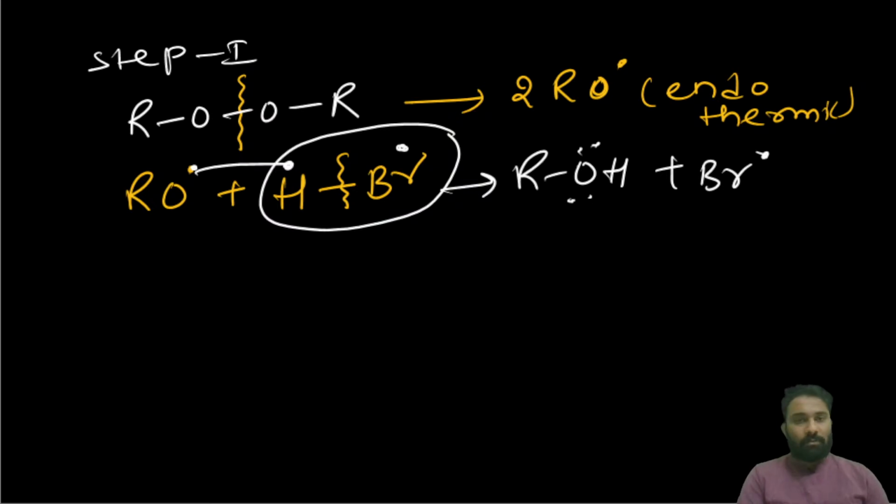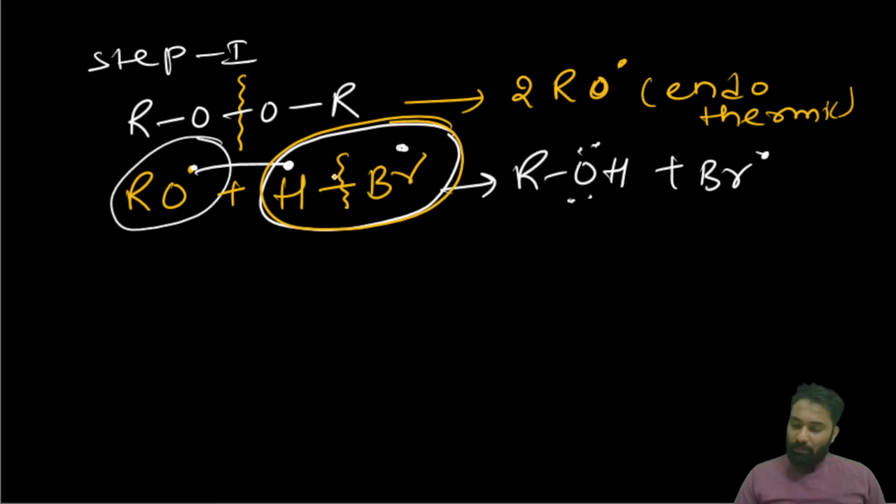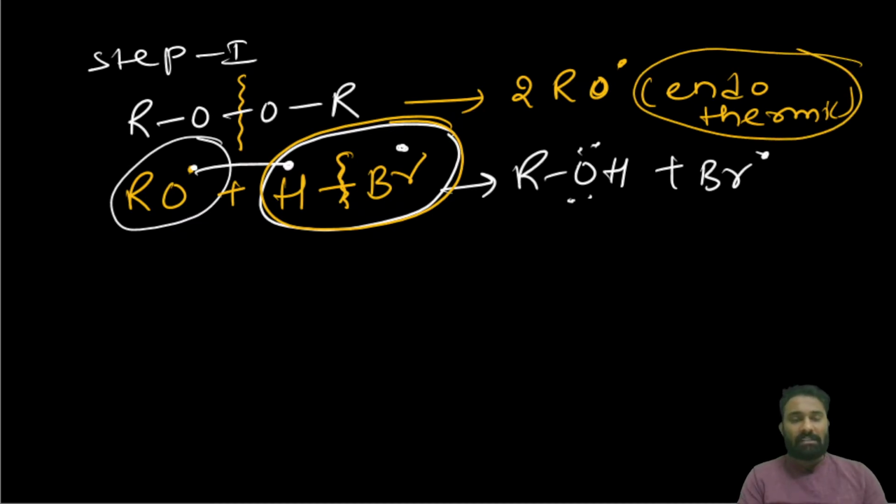How does this step play a crucial role? If you take HCl, compared to the bond energy of this... if you take HF, HCl, HBr, sorry, HI, here what happens is, if you take HCl, this reaction becomes endothermic. Already we have given the energy to start the reaction.